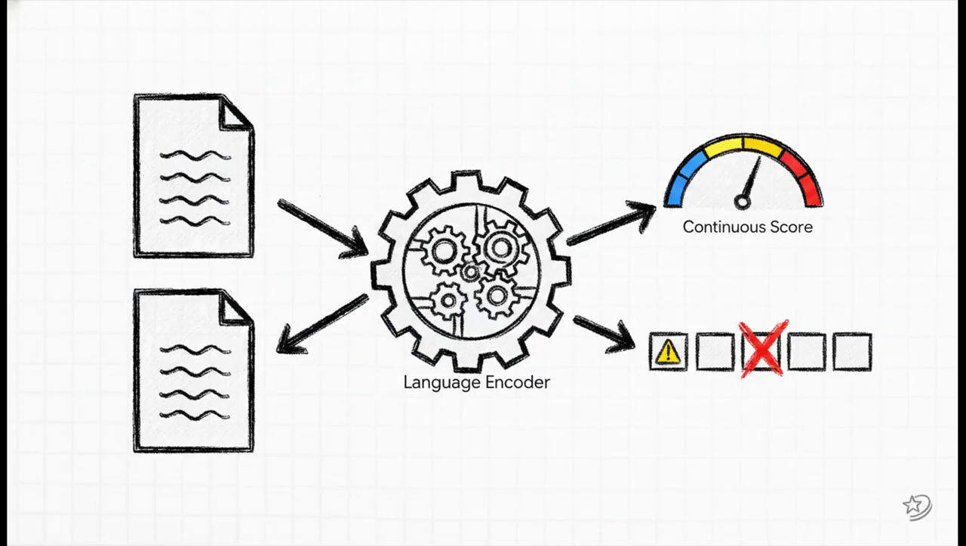A prime example of this is Comet Kiwi. It's a neural model for evaluating machine translation without needing references. It concurrently predicts a continuous sentence level score while simultaneously outputting binary word labels, like okay or bad. It's effectively mapping out the exact locations of the hallucinations, checking the work without needing the answer key.